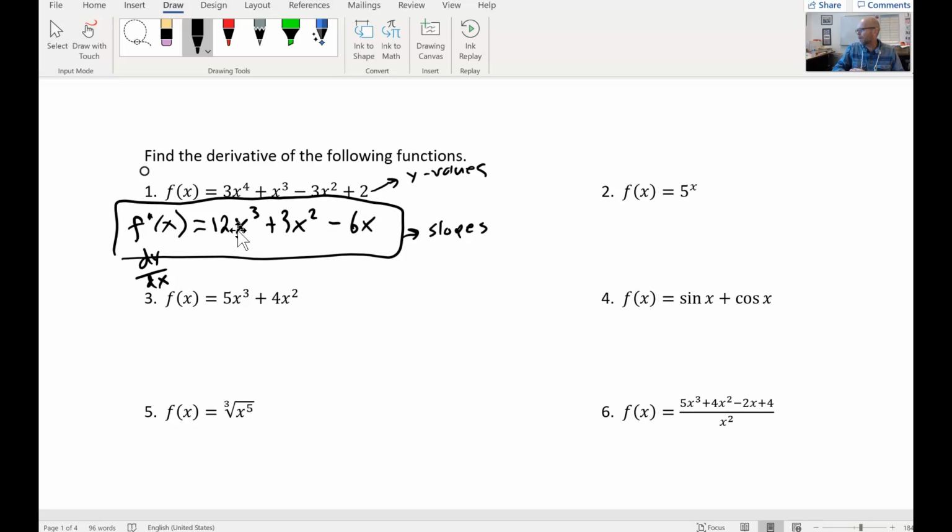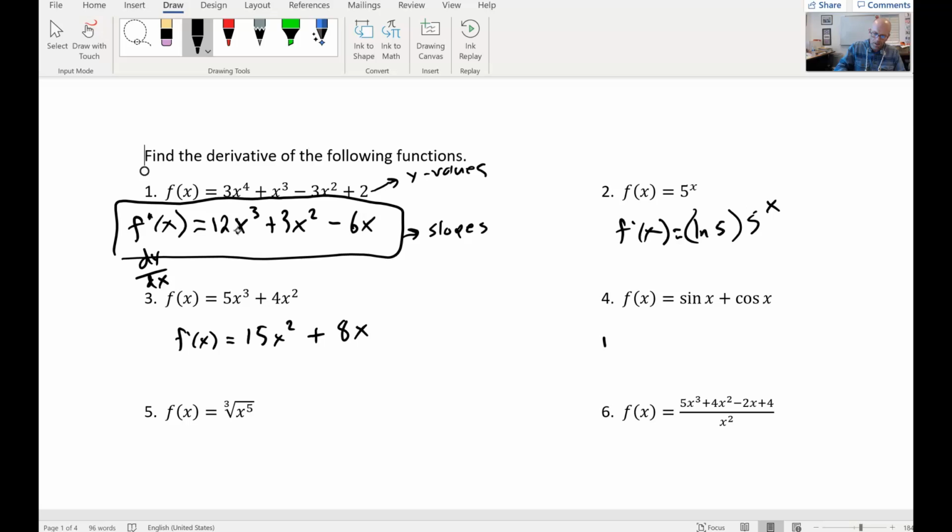Okay? Number 2, we have to hop down to the second row for this. So this would be the, what would that be? 1, 2, 3, 4, fifth rule. So the derivative of this says I have to multiply by the natural log of the base, which would be natural log of 5, and then I just rewrite the original function. Right? Number 3 is similar to number 1. I'm going to apply the second rule and the power rule and the third rule. So that would be 15x squared plus 2 times 4 is 8x to the first.